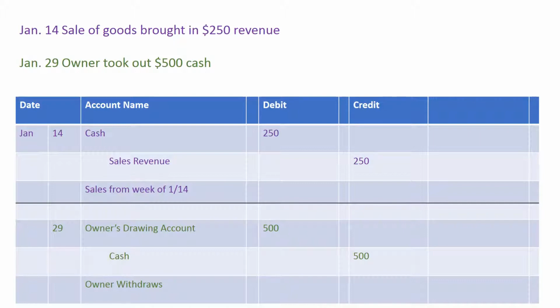On January 29th, owner took out $500 cash. Therefore, you debit $500 to the drawing account called owner's drawing account, and you credit $500 to cash because when you do a draw, you decrease cash. And this is to record owner withdrawals.